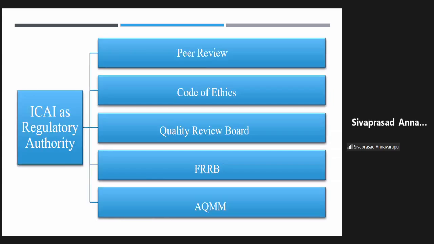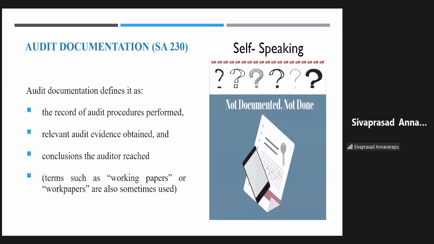Okay. ICAI as a regulatory authority has given a lot of insights for us. One, the peer review mechanism, the quality review mechanism, the FRRB mechanism. Apart from that, the voluntary evaluation of audit quality in the form of the Audit Quality Maturity Model, which was recently introduced and is now in the recommendatory phase, moving into the mandatory phase. So all of these emphasize the need for audit documentation to portray that the audit has been done properly. So what is audit documentation?